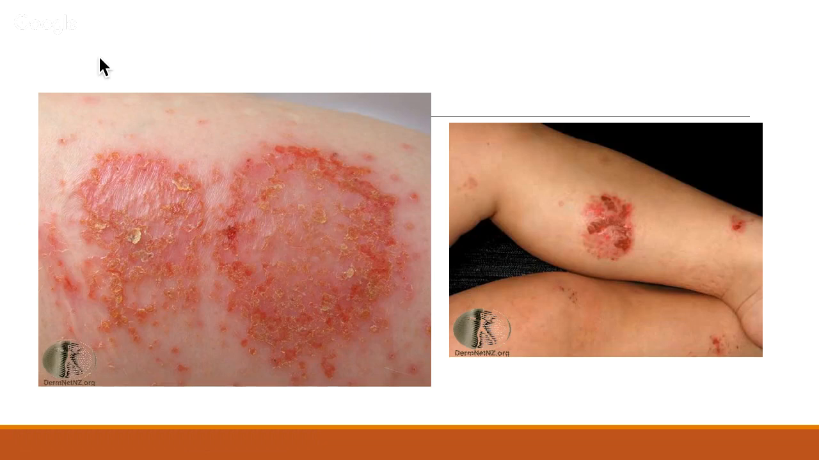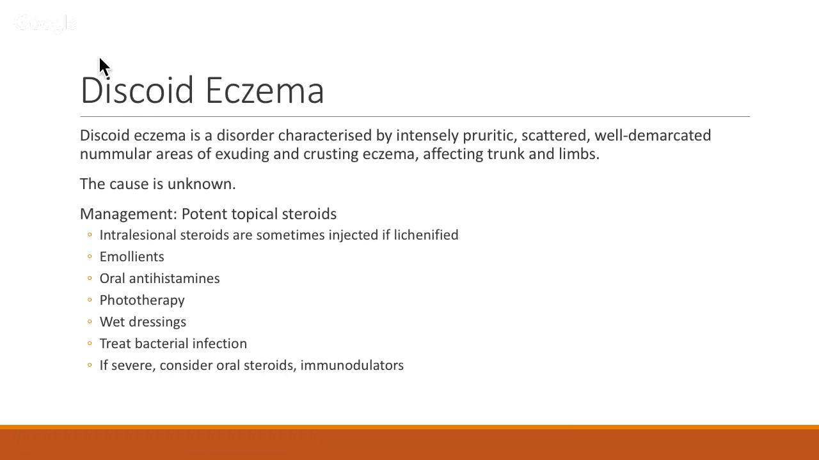Yep, discoid eczema. This one's a little bit different from the other forms of eczema in that the lesions are more clearly defined. And you've got these classical nummular lesions. They're often very itchy, intensely pruritic. So it's characterized by intensely pruritic, scattered, well demarcated, as opposed to the other ones, which are generally poorly demarcated, nummular areas of exuding and crusting erythema.